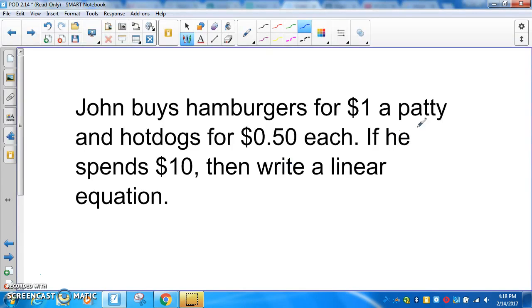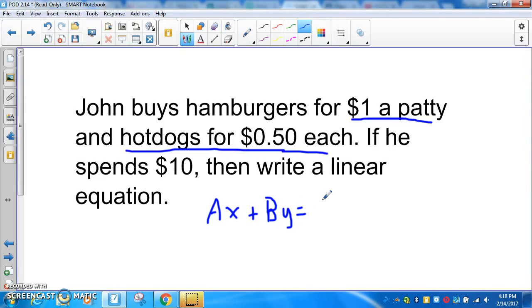Now, here's the issue. He's spending $1 per patty. He's spending 50 cents for each hot dog. That means these numbers are both rates. They're changing. And so, again, in order to do this, we're going to need this standard form. We could try to use slope-intercept form, but the issue is, which one of these is the slope? And the answer is, well, they're both kind of slopes.